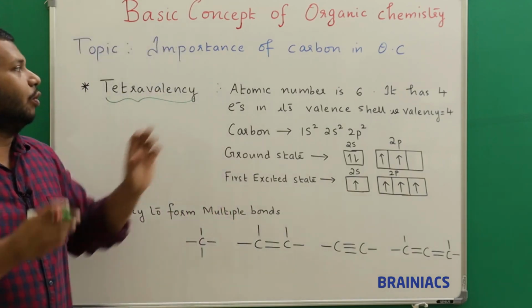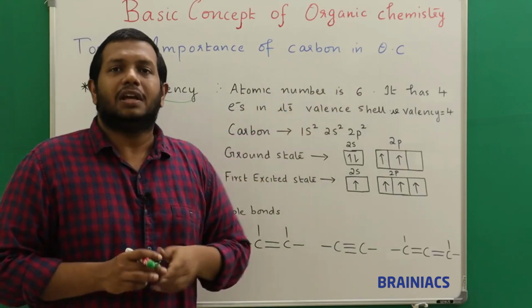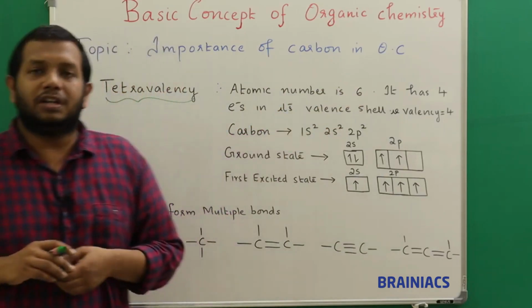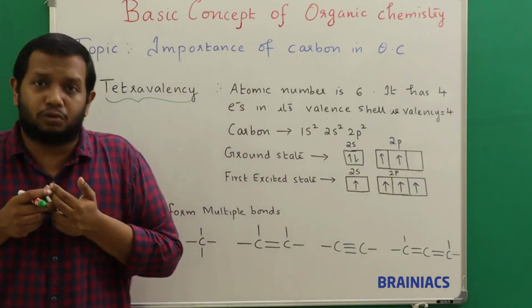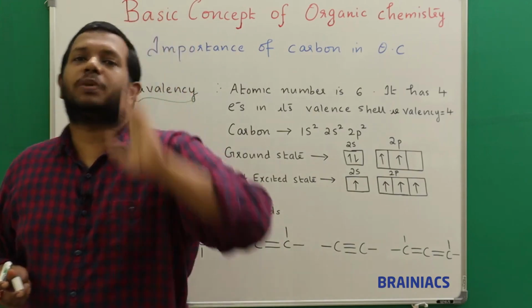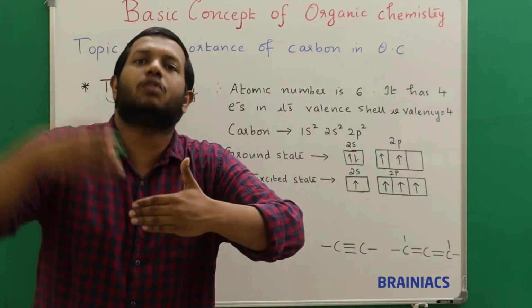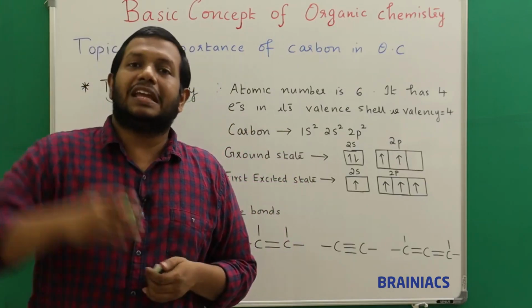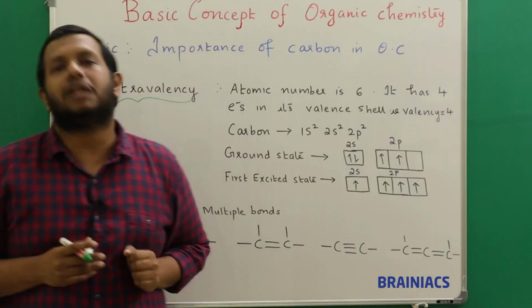But in the case of carbon, the atomic number is 6. That is 2,4. So it doesn't know whether to donate the 4 electrons or to gain 4 electrons to attain stability. In that case, carbon will do a special thing called sharing of electrons. It will share these 4 electrons with someone else, so that it will also get 1 electron from the shared compound, so that it can attain stability.